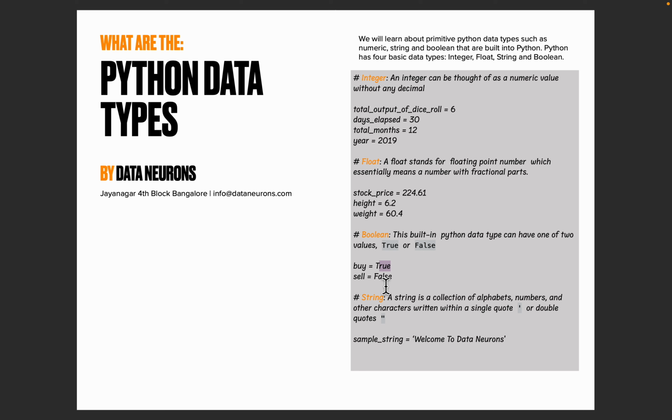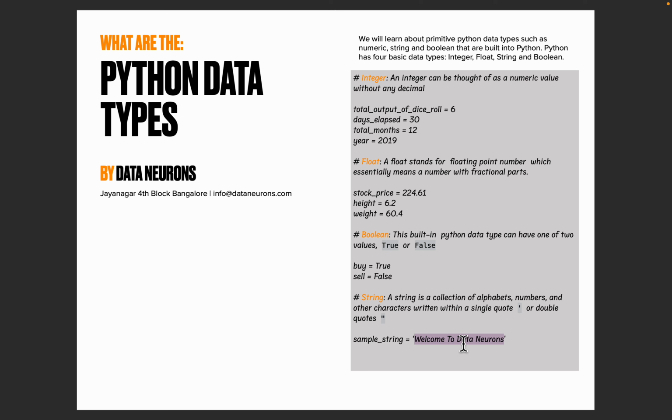And the next thing we have is string. Basically, a string is just a collection of characters. It can have numbers and other characters, written in single, double or triple quotes. For example, here in the sample string we have written the message "welcome to data neurons" enclosed in single quotes. You can also use double quotes or triple double quotes.